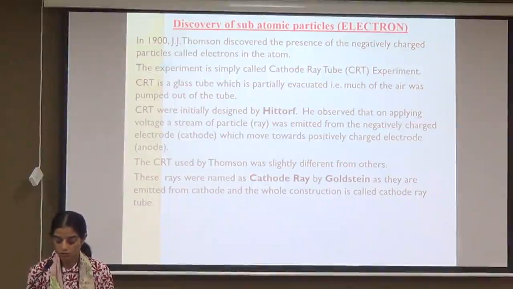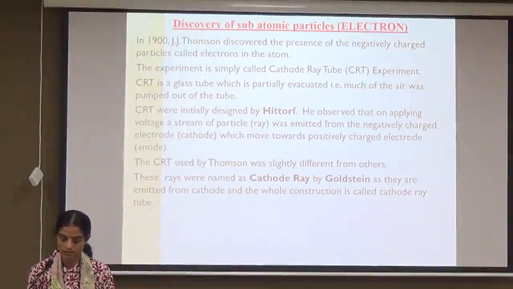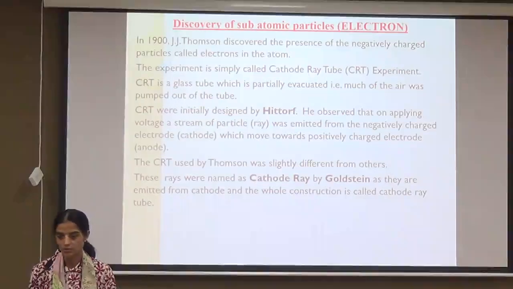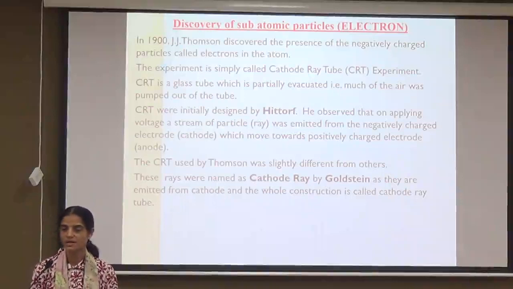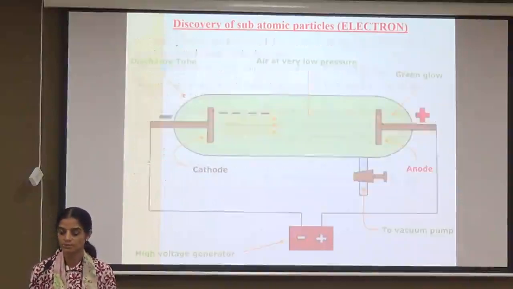Cathode ray tube used by Thomson was slightly different from others. These rays were named as cathode rays by Goldstein as they are emitted or produced from cathode, and the whole construction is called as cathode ray tube.